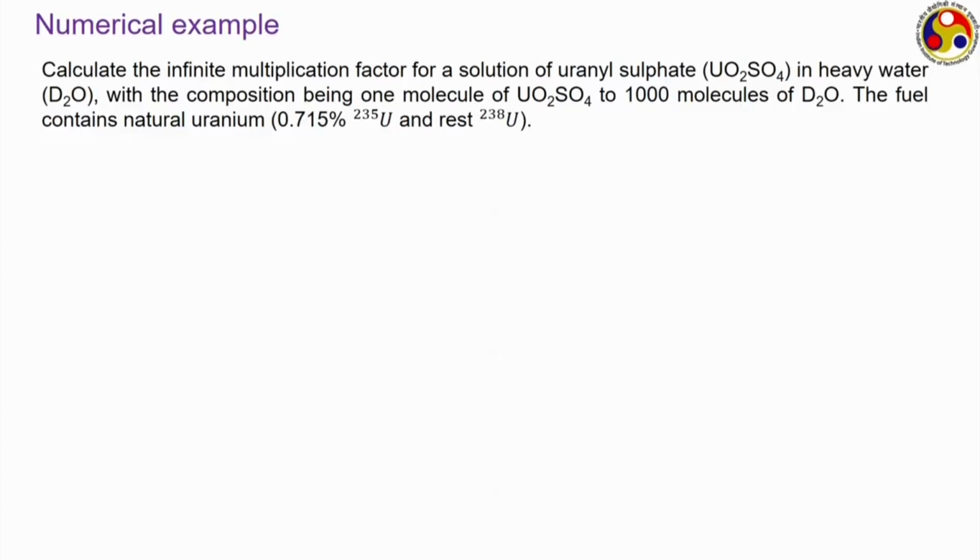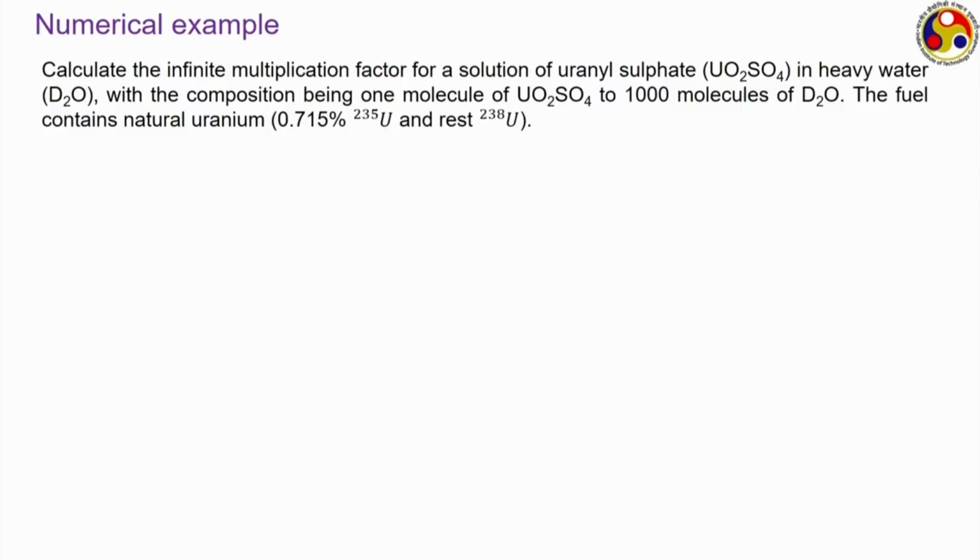So, here you have uranyl sulphate as one element. Inside the uranyl sulphate molecule you have uranium isotopes, or uranium nucleus, which is your fuel, and also you have heavy water. Heavy water is a very strong moderator. So, that will act as the moderator. The composition is also given.